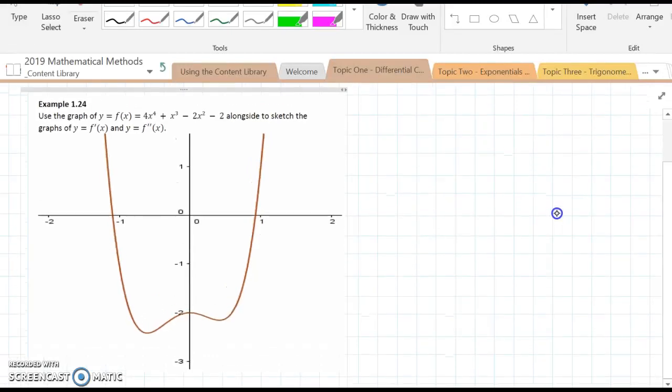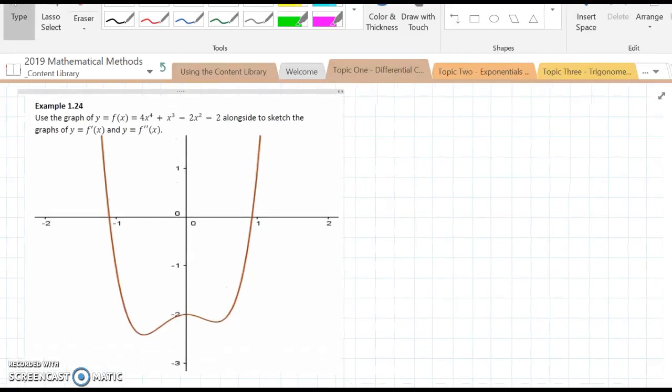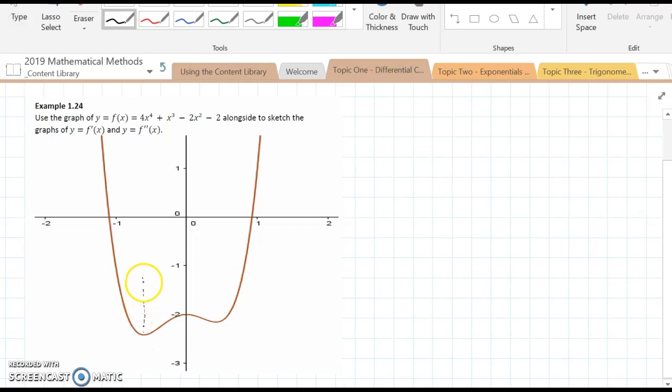To continue on from our points of inflection and our shape, we're going to be able to draw the first derivative and second derivative from our original function. So when we do so, we're looking for the key points. Our first derivative is going to have zeros in line with our stationary points. So here we have a maximum, here we have another local minimum. So they're going to become our x-intercepts for our first derivative.